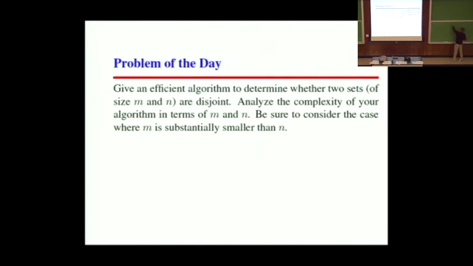Is there any other way to do it? Okay, yes. So you want to sort both of them. So that's going to be sort S, sort T. Compare the heads of the lists. Are they the same? Throw away the smaller one. Does everybody understand the algorithm that he's doing?